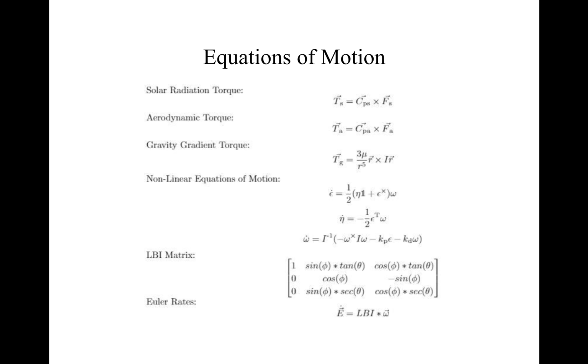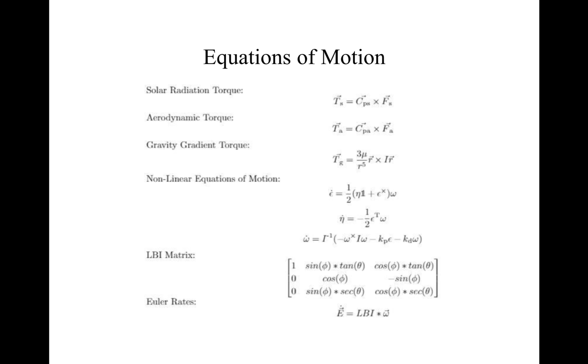It is important to note that there are both disturbance torques due to environmental effects as well as control torques to change the attitude of the spacecraft. The disturbance torques are displayed and include solar radiation pressure, aerodynamic torque, and gravity gradient torque.